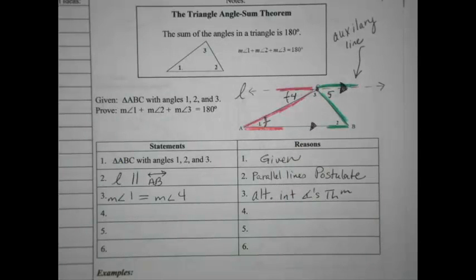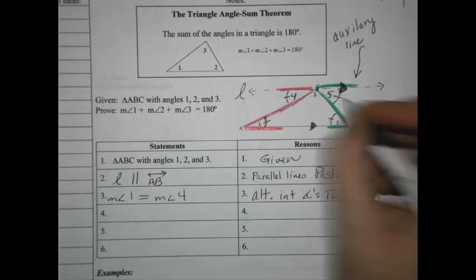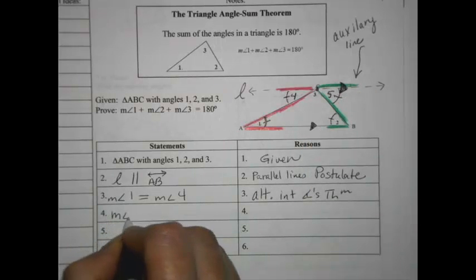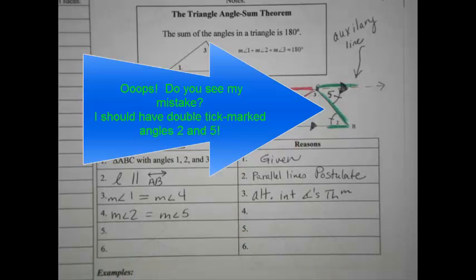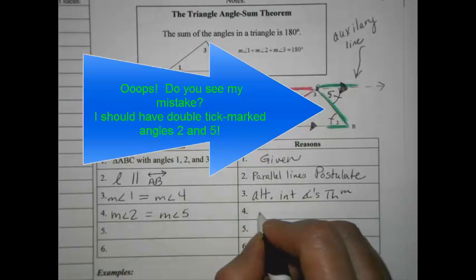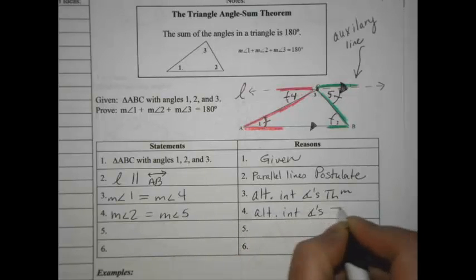So what can we say about angle 2 and angle 5? Can we say they're congruent? Indeed we can. Angle 2 and angle 5 have the same measure. So the measure of angle 2 equals the measure of angle 5. And that's also alternate interior angles. We got another Z out of those.